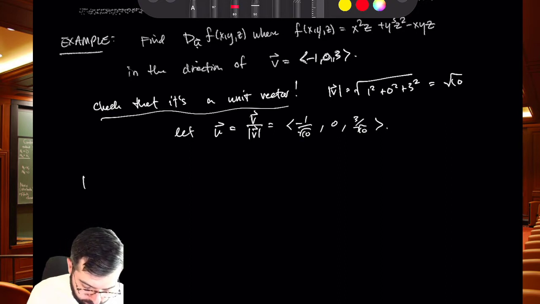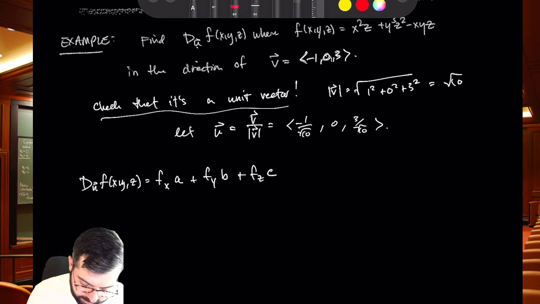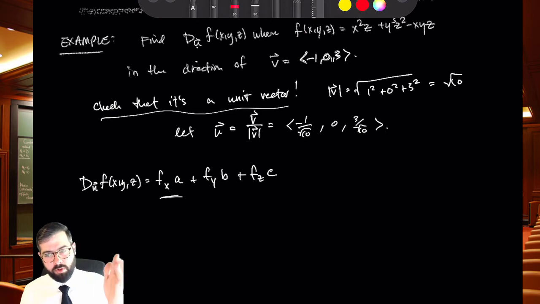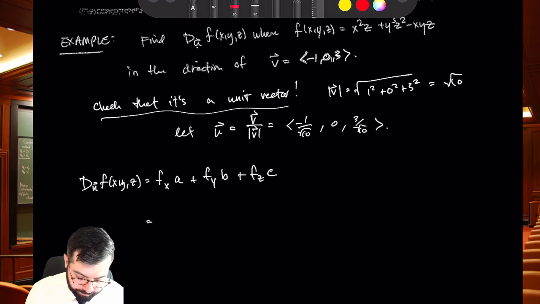And so what we have from above is that the derivative in the direction of u is the partial with respect to x times a plus the partial with respect to y times b plus the partial with respect to z times c here, because we have a three-dimensional vector. And again, doesn't this make sense? We're weighting how much the partial in each direction with the coordinates given by the direction vector. So we'll need all these partials.